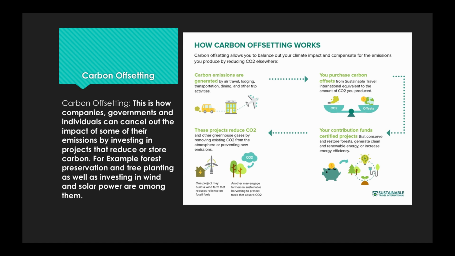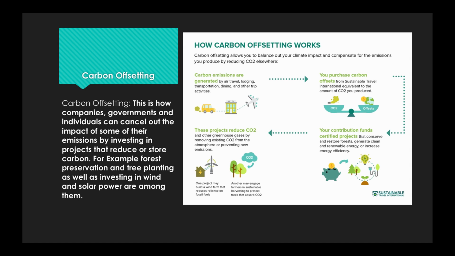Our final jargon word that we're going to talk about today is carbon offsetting. This is how companies and governments and individuals can cancel out the impact of some of their emissions by investing in projects that reduce or store carbon. For example, forest preservation and tree planting, as well as investing in wind and solar power are among them. So carbon offsetting allows you to balance out your climate impact and compensate for the emissions you produce by reducing CO2. So the carbon emissions are generated by air travel, lodging, transportation, dining, and other trip activities.